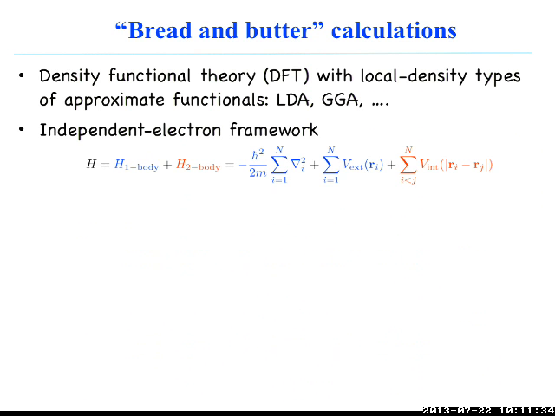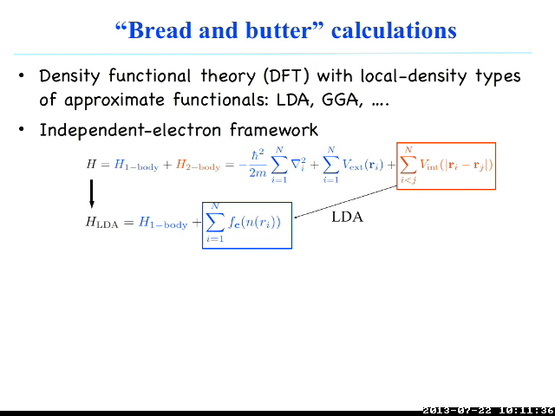How is it an independent electron framework? Well, it just takes this interaction. It says we're going to make it a functional of local density. So think of this as you're interested in R_i, the ith electron, and this is the density in a little neighborhood near it. I think I have a picture here.